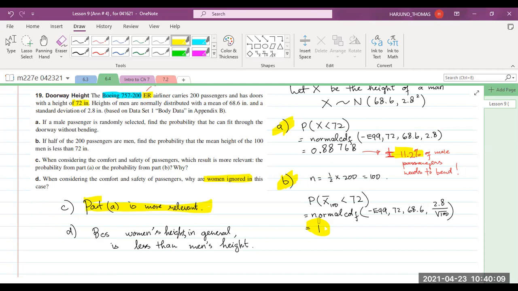Now, why are women ignored? No, the women are not ignored here. It's not because women are ignored, but because women's height in general is less than men's height. Women tend to be shorter compared to men, such that if men can satisfy that doorway height, then women will more likely fit into the doorway. That's for number 19.